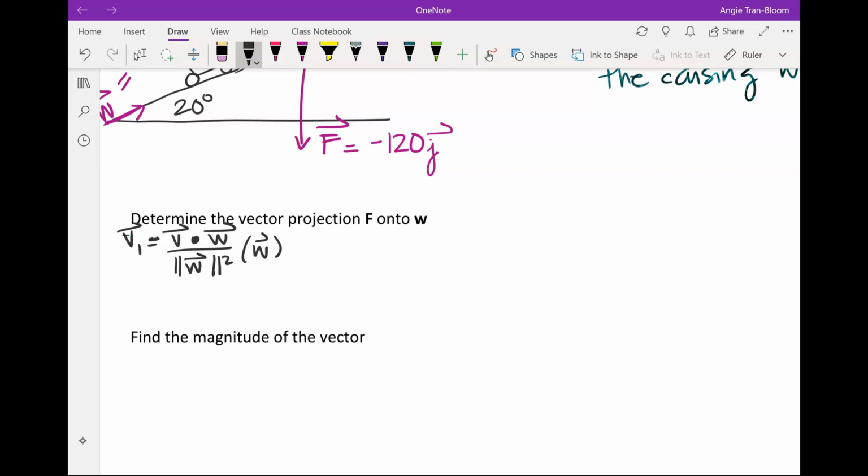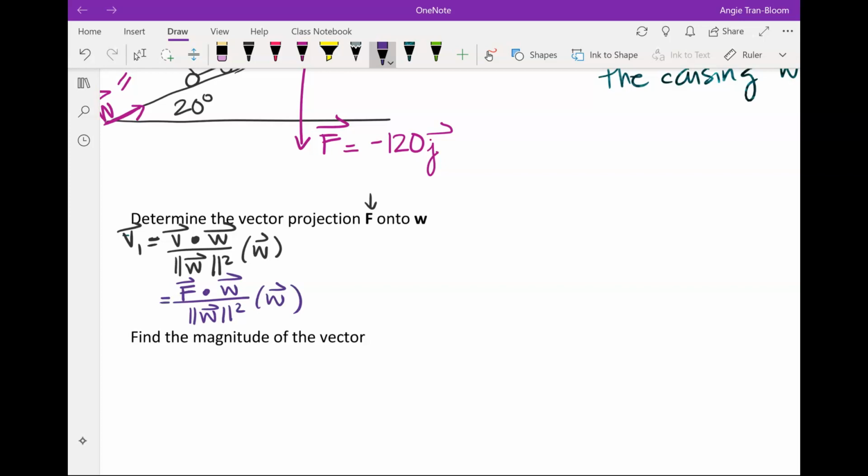As you can see, this definition is the projection of V onto W. We have F. See this right here? So all we're going to do is take out the V and put in F. So F dot W is still the same, right? Over, this is still the same. And then this is still the same.